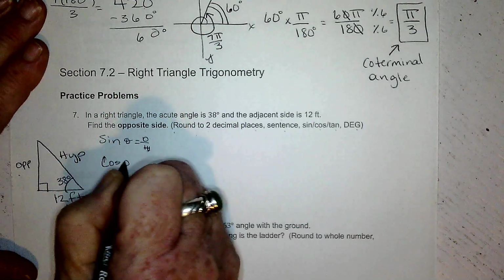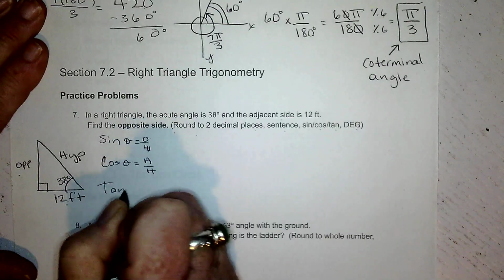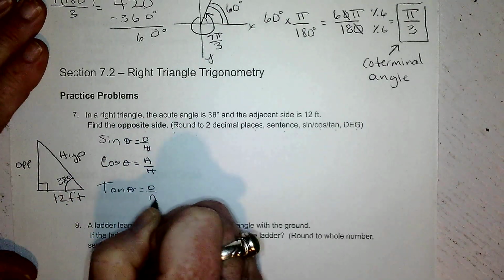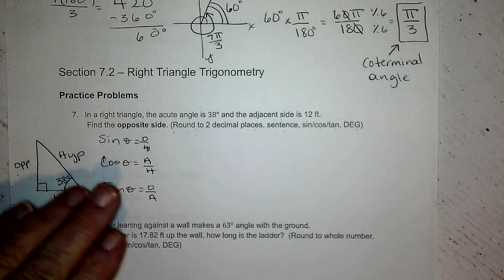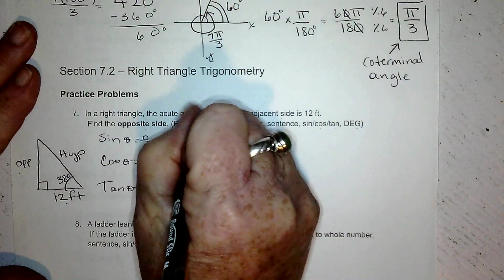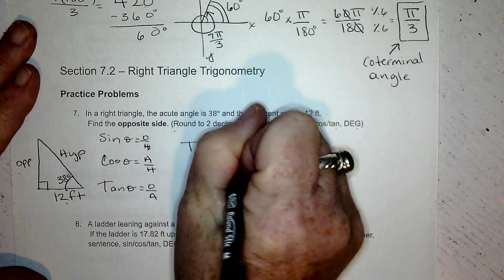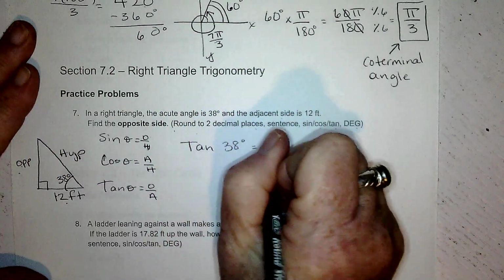Cosine of theta is adjacent over hypotenuse. Tangent of theta is opposite over adjacent. So out of these three, since these are the three I'm recommending, the only ones I want you to use, you're going to want to use tangent because it has opposite and adjacent. So we're going to use tangent of 38 degrees is equal to the opposite side that we're looking for.